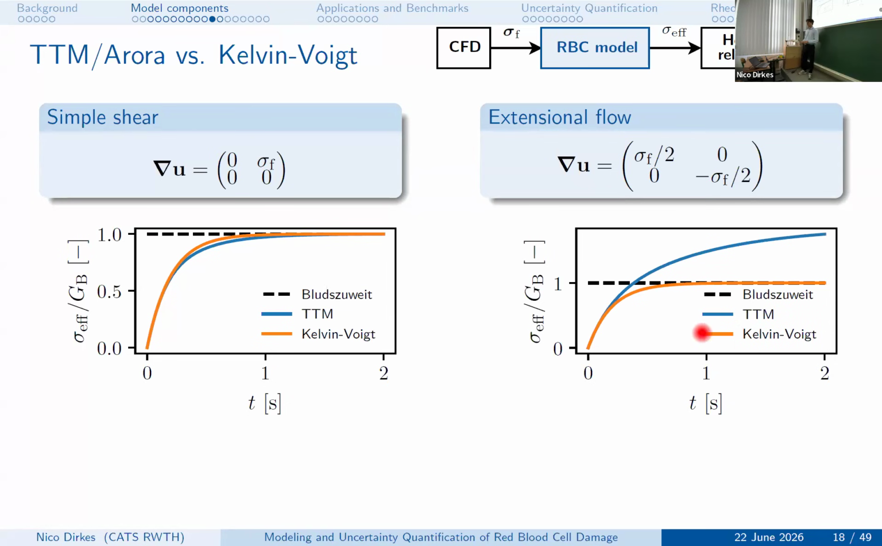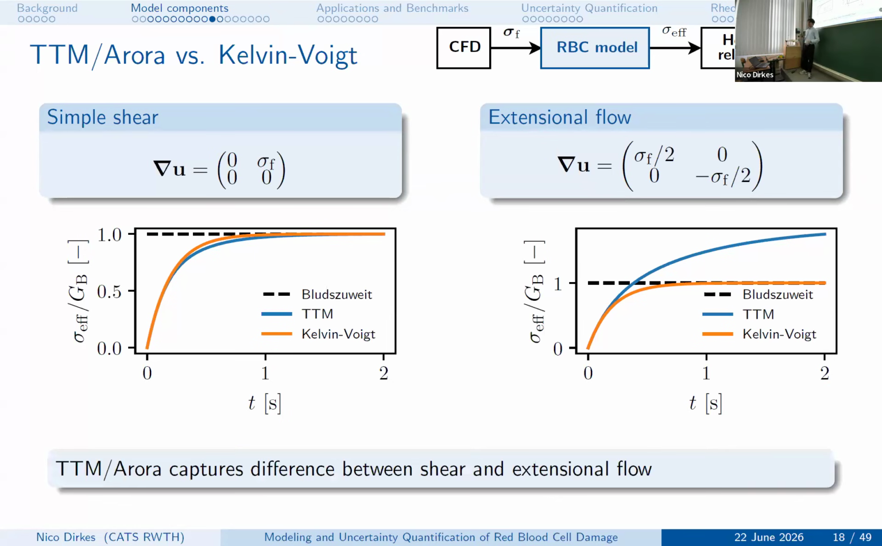So here, the Kelvin-Voigt model predicts the same deformation in the asymptotic scale as the Dirkes model, which means we only look at the fluid stress to determine how much the cell is deformed after sufficient time. Whereas the tank treading model here predicts higher deformation because, as I said, the cell is now aligned with the axis of stress. So this is an important effect that we can only integrate with these more complex models, which also model the orientation of the cell. So we capture the difference between shear and extensional flow.